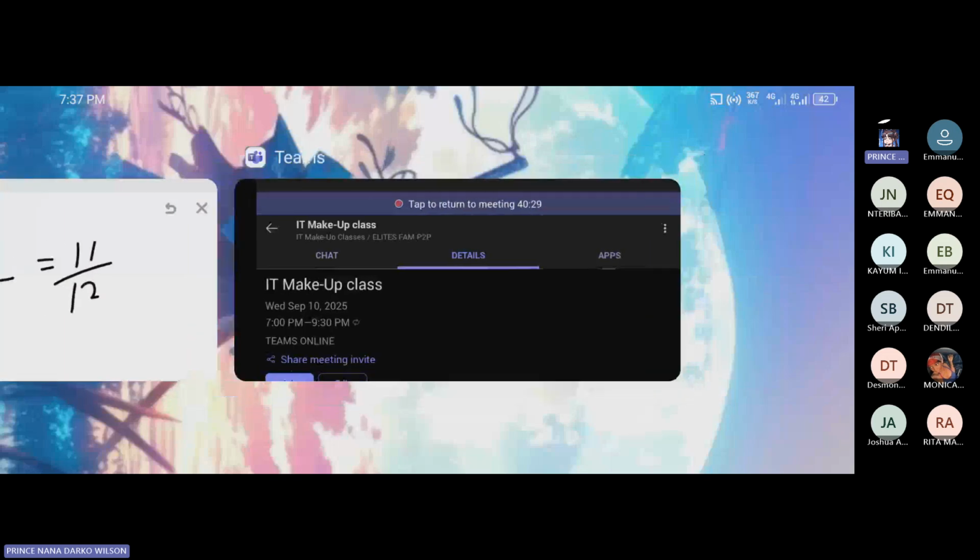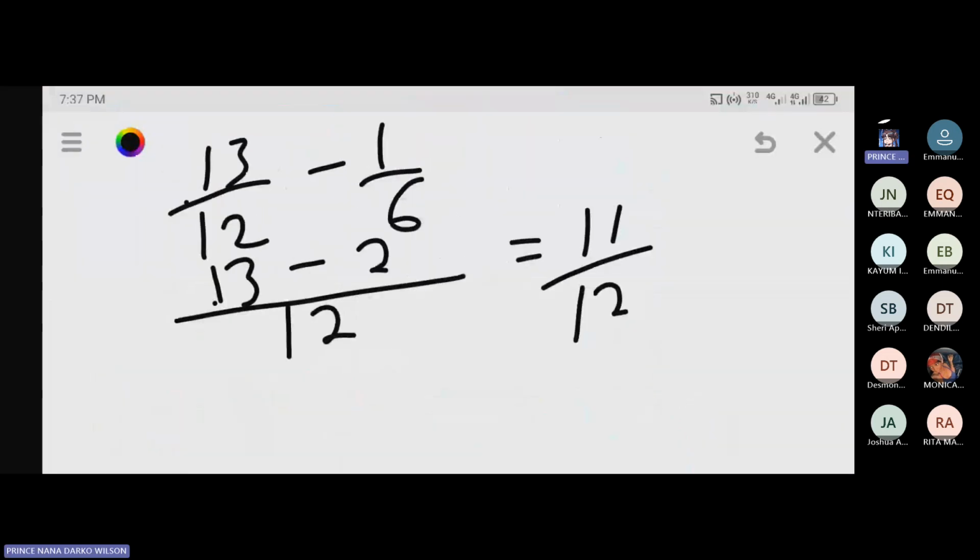So let's look at the board here. This was the last part of our calculation. We initially solved and got 13 over 12 minus 1 over 6. And I said, let's use more space. Remember, 1 over 6 was the intersection. So subtracting the intersection is what gives you the value 11 over 12.